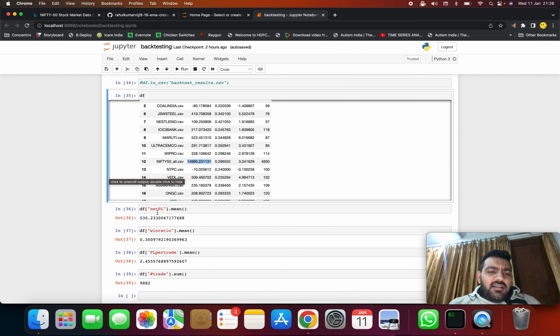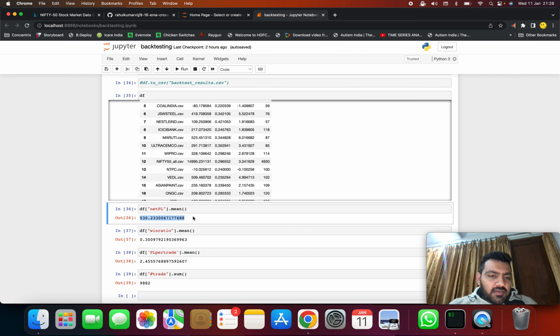I've also calculated some overall stats, if you had invested in all these stocks and the Nifty 50 index as well. So the net profit is 530%. The win ratio was around 30%. And the total opportunities we got is close to 10,000.